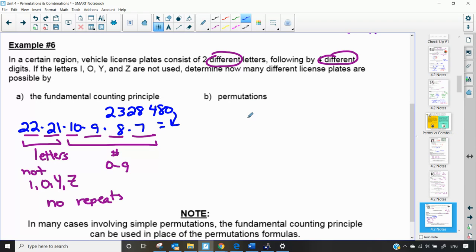All right, now how would this look with permutations? Well, with permutations, we're going to deal with our letters and our numbers separately. So for the letters part, we have 22 letters to choose from. Order matters, so we're using a permutation, and we want to pick 2. So we have 22 letters to pick from, and we're picking 2. For the digits, we have 10 digits to pick from, and we're picking 4. So 10 pick 4.